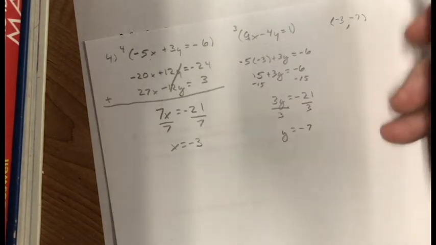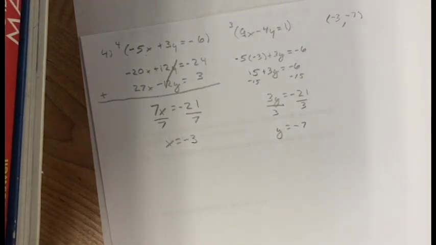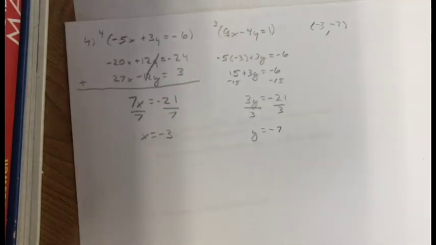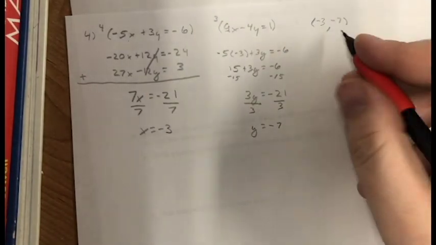So if I have done this right, my ordered pair for the solution of these two equations when they are graphed and where they cross should be at negative 3 and negative 7. So we have to verify it. How do we do that? We take this and plug it into the second equation.